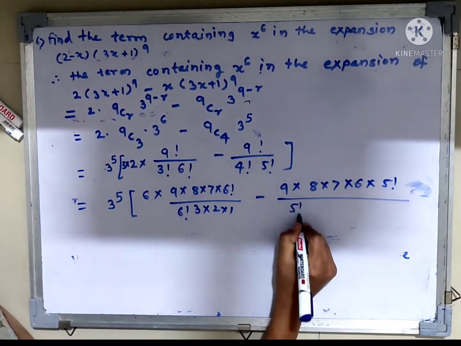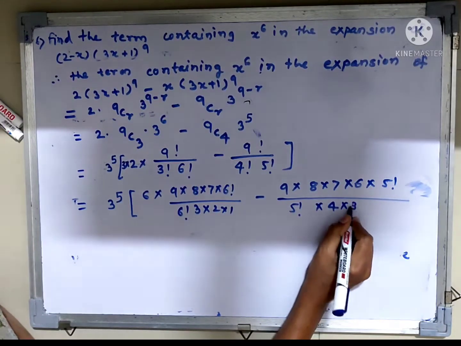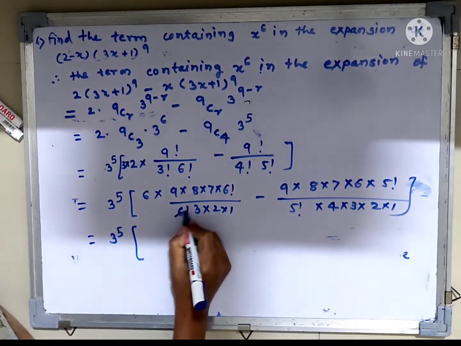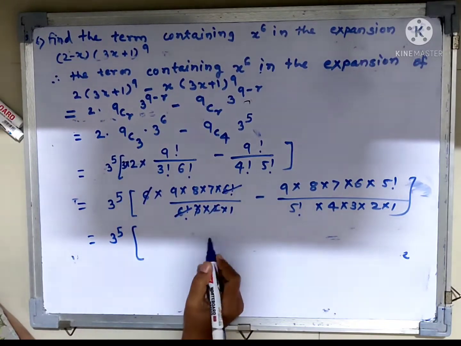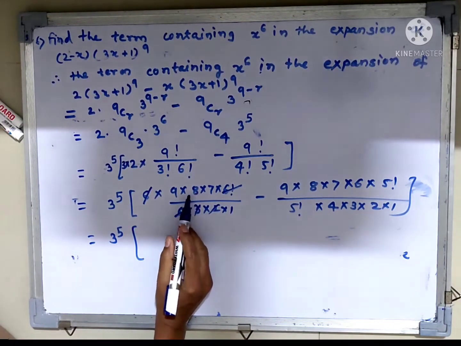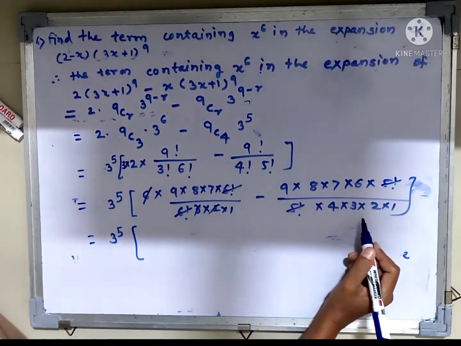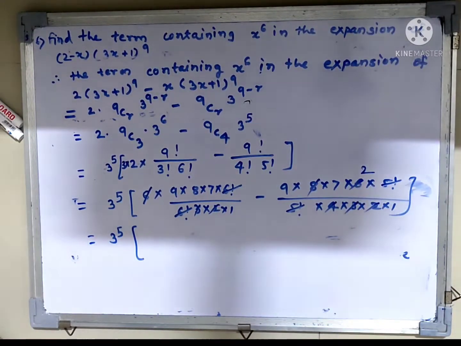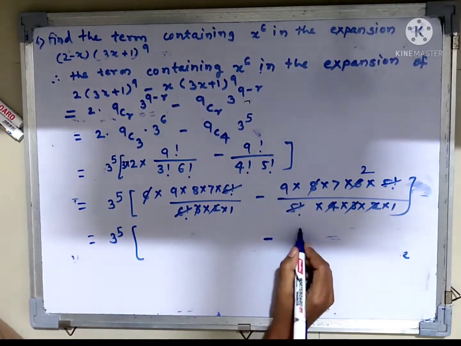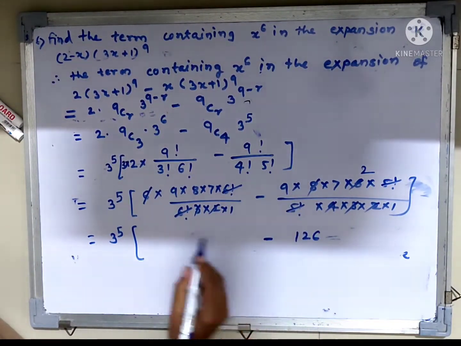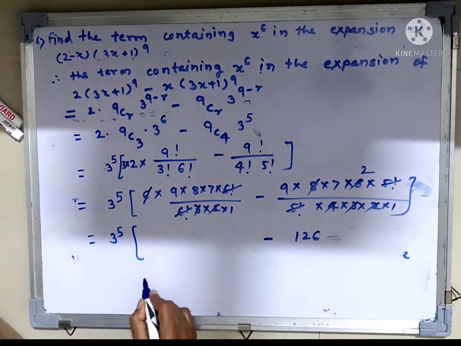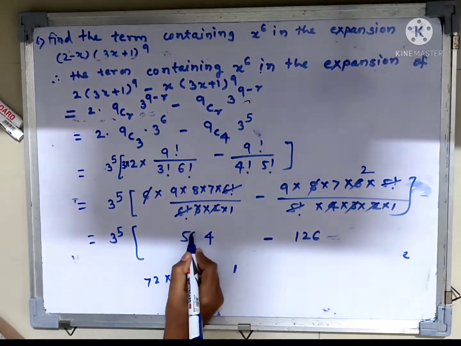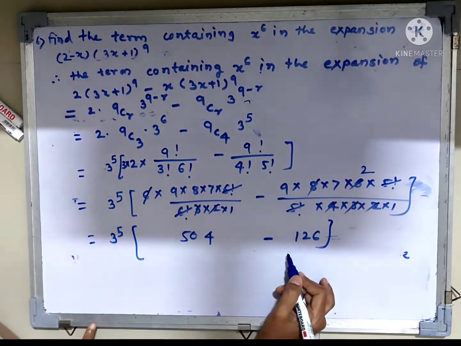This 5 factorial, as 4 factorial, can be written as 4 into 3 into 2 into 1. Calculation, it's your work. 3 raised to 5, 6 factorial cancels with 3 to the 6. Now here also 5 factorial cancels with 5, 4 to the 8 cancels, 3 to the 6 cancels. Okay, then minus, 1 to 6 will come, and here 72 into 7 means 504 minus 126.